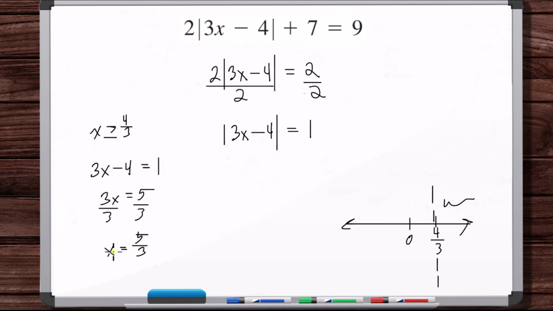x is equal to 5/3. Now, this isn't necessarily the solution. We have to make sure that it's in the range we're considering, because otherwise it's not valid, because this is all based on the way we simplified the absolute value. So is x greater than or equal to 4/3? Yes, it is. So this is a solution.